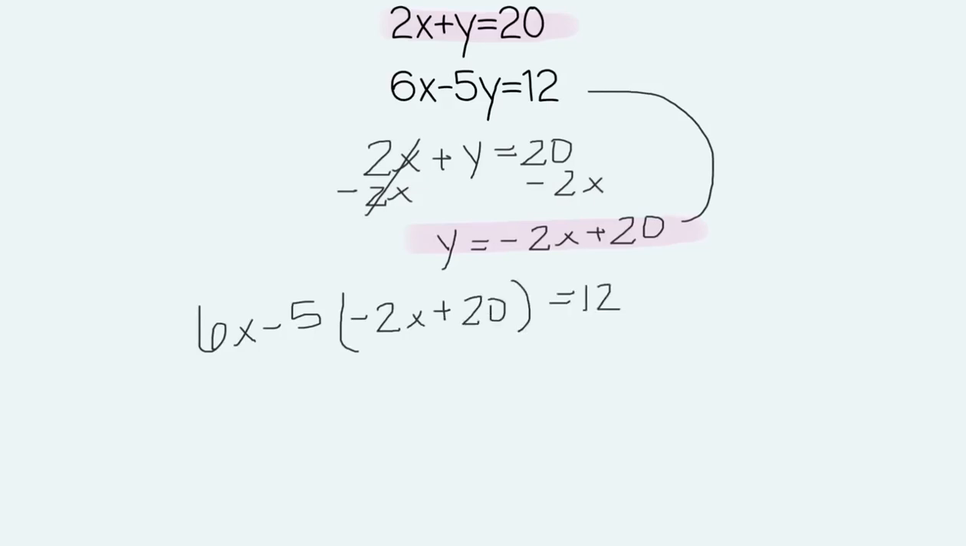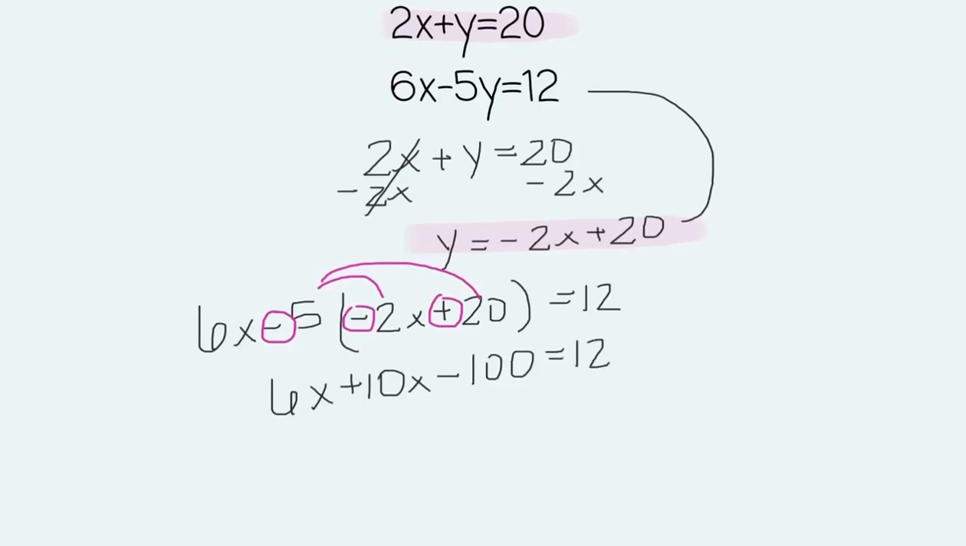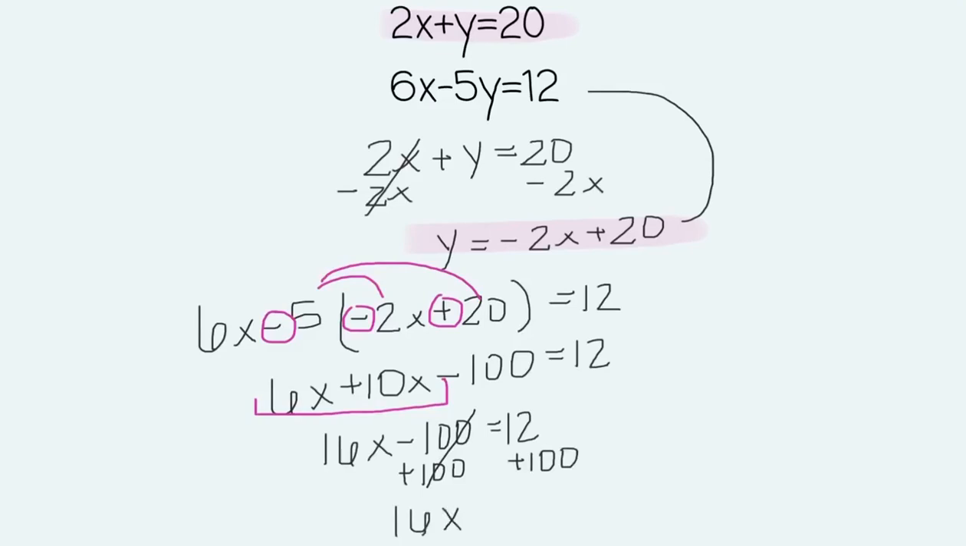And now we will distribute, and remember, the negative times a negative equals a positive. So it'll be 6x plus 10x minus 100 equals 12. And from here we combine like terms. So 6x plus 10x equals 16x minus 100 equals 12. And now we will get rid of the 100, so we add it to both sides, and we end up with 16x equals 112.